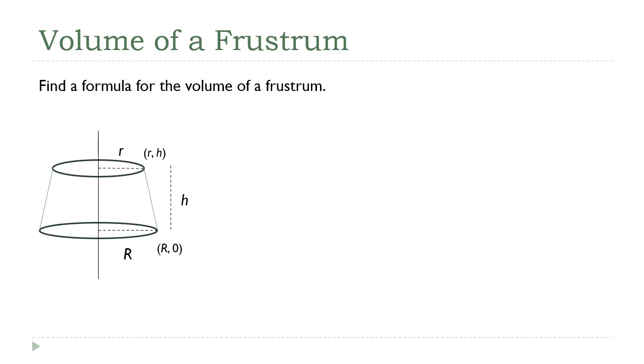From that, I can calculate the slope, right? You're going to use the slope formula. We get that that's negative h over capital R minus lowercase r. Then I'm going to use the point slope formula to come up with the equation for that edge, right? And I'm going to use the bottom point, capital R comma 0, to do that.